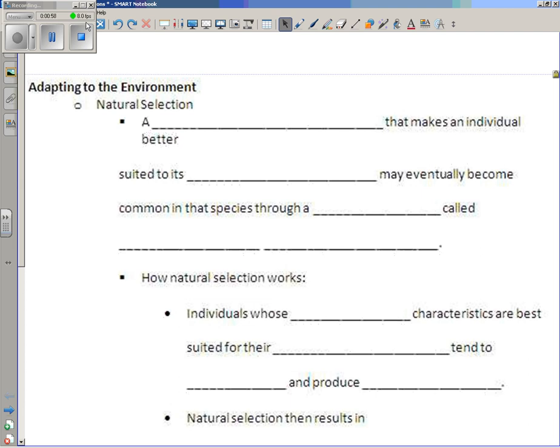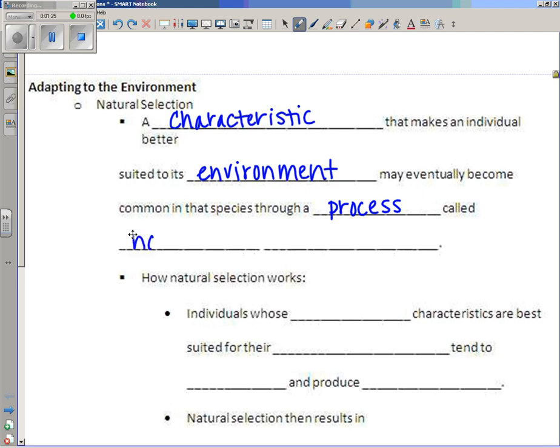We'll be talking about natural selection. A characteristic that makes an individual better suited to its environment may eventually become common in that species through a process called natural selection.